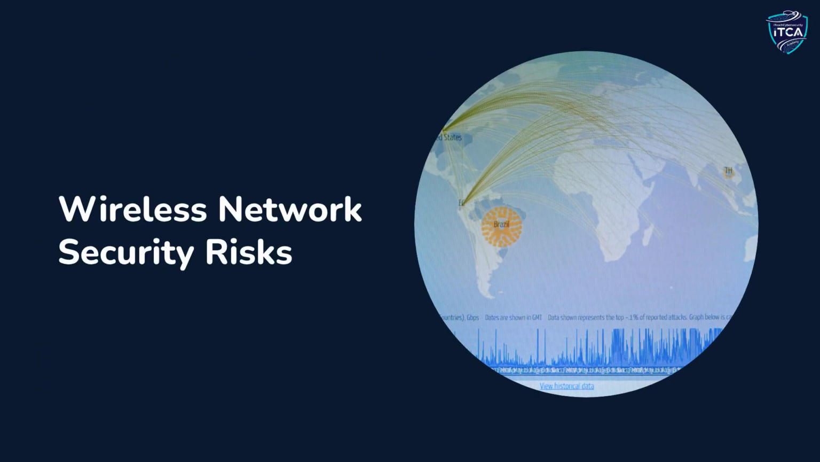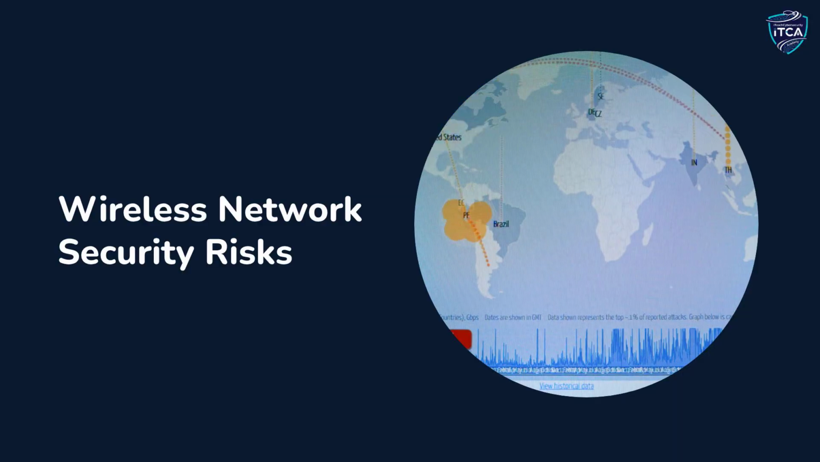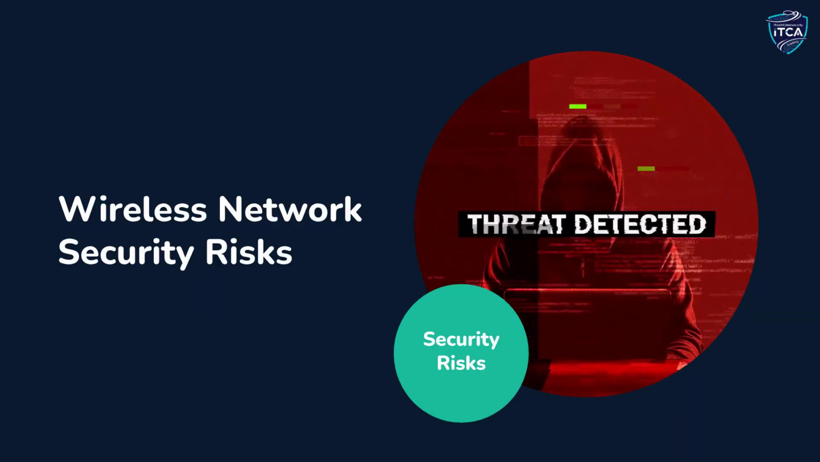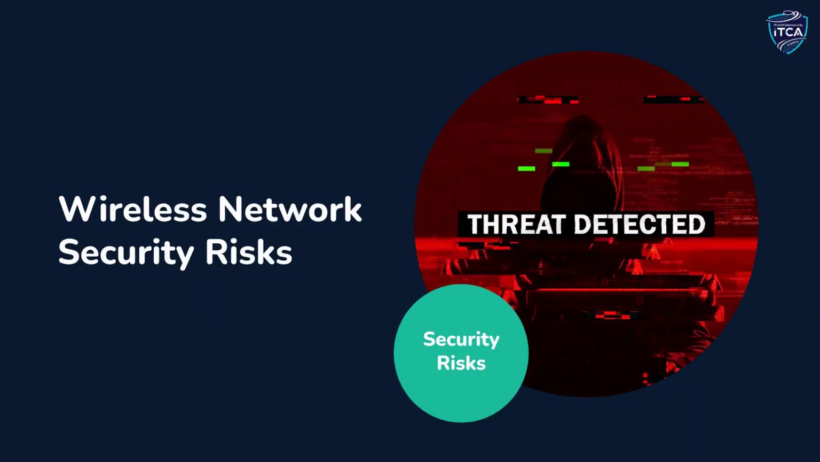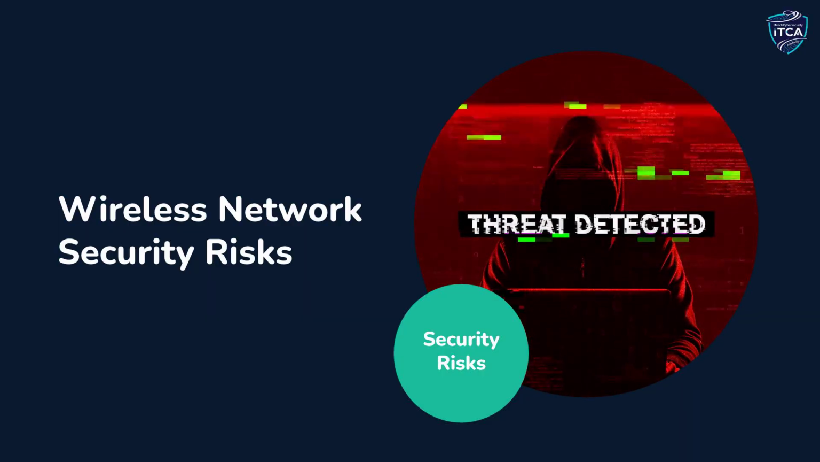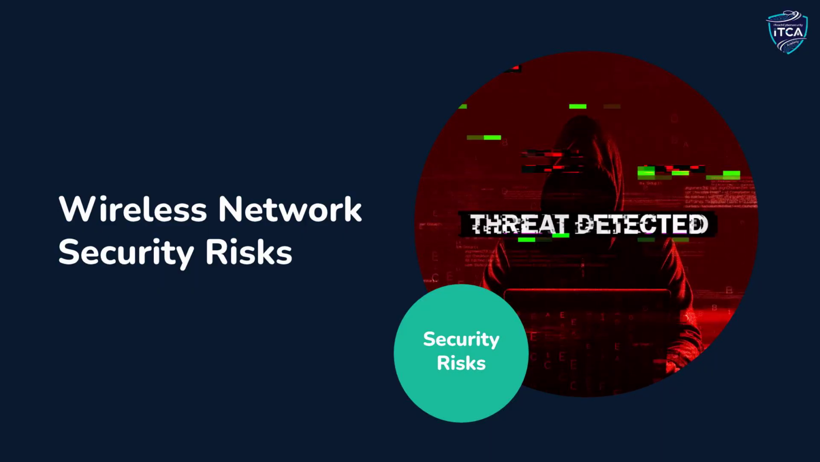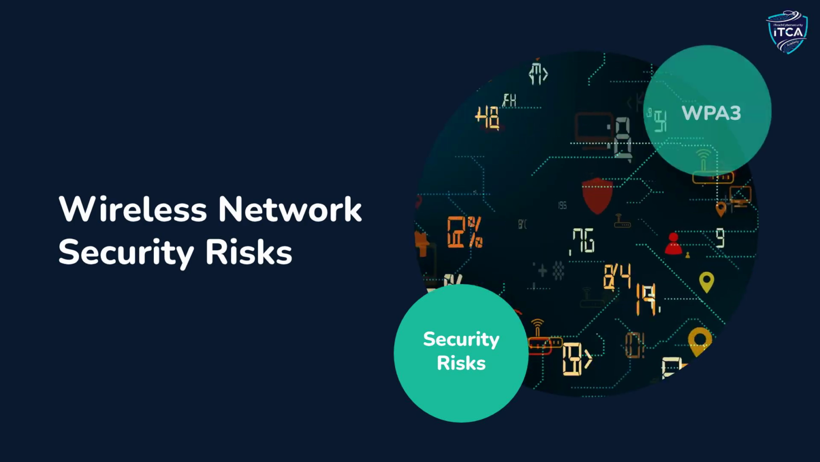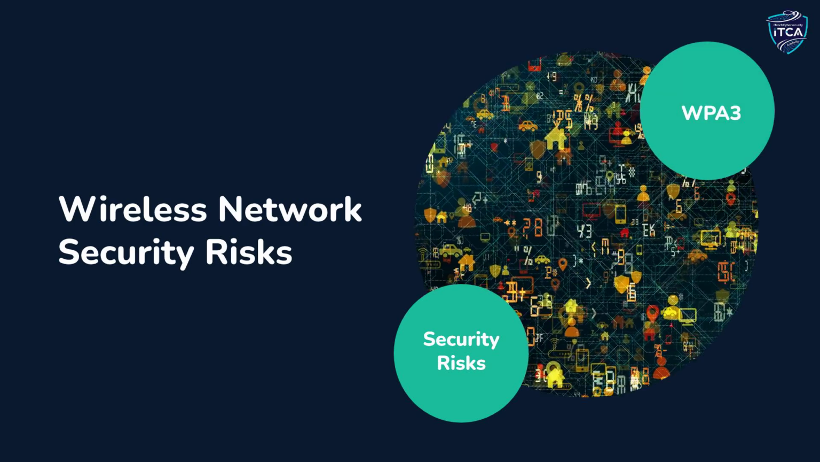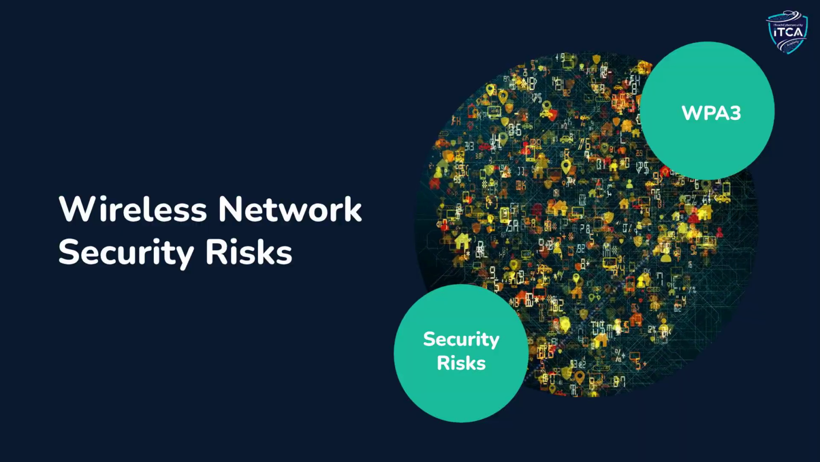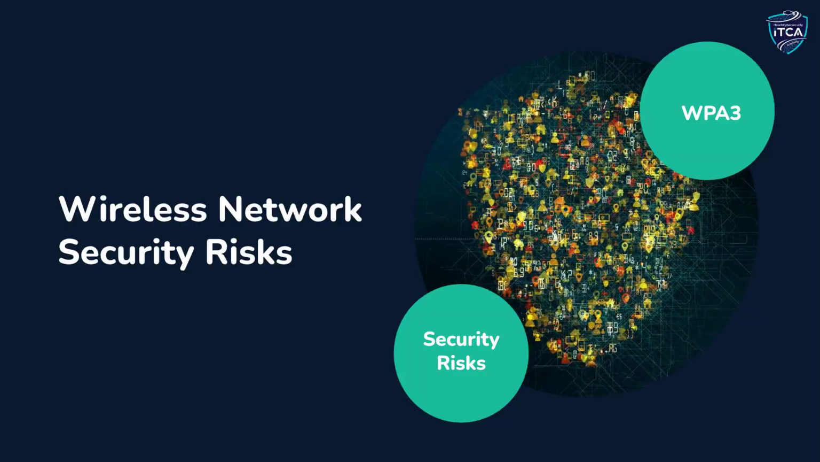Wireless networks, on the other hand, transmit data using radio waves. This offers flexibility, mobility, and ease of deployment, but it significantly increases security risks. Wireless signals can be intercepted, rogue access points can be created, and weak encryption can expose sensitive data. This is why modern wireless security protocols like WPA3 are essential to protect data in transit.